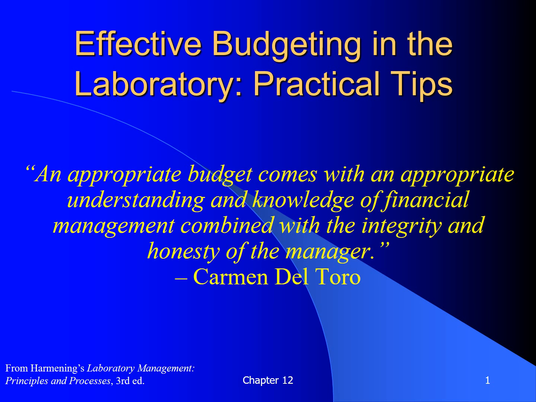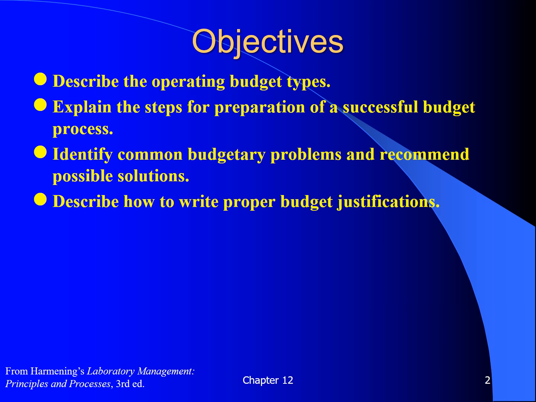This lecture covers Chapter 12, Effective Budgeting in the Laboratory, Practical Tips. Following successful completion of this chapter, the learner will be able to describe the operating budget types, explain the steps for preparation of a successful budget process, identify common budgetary problems and recommend possible solutions. Describe how to write proper budget justifications.